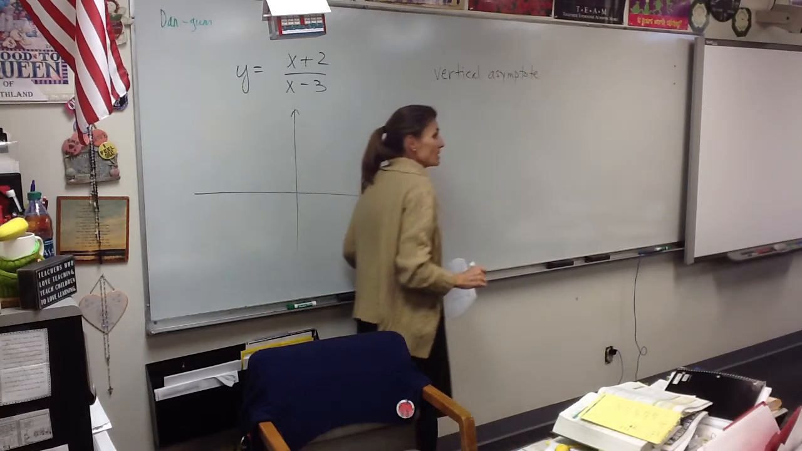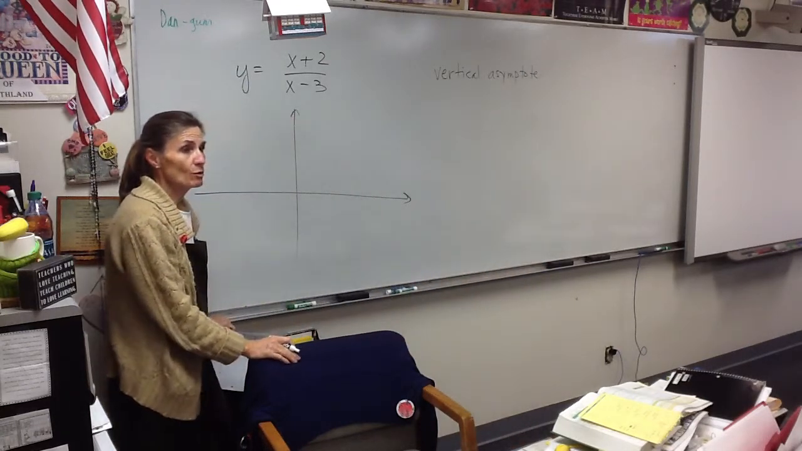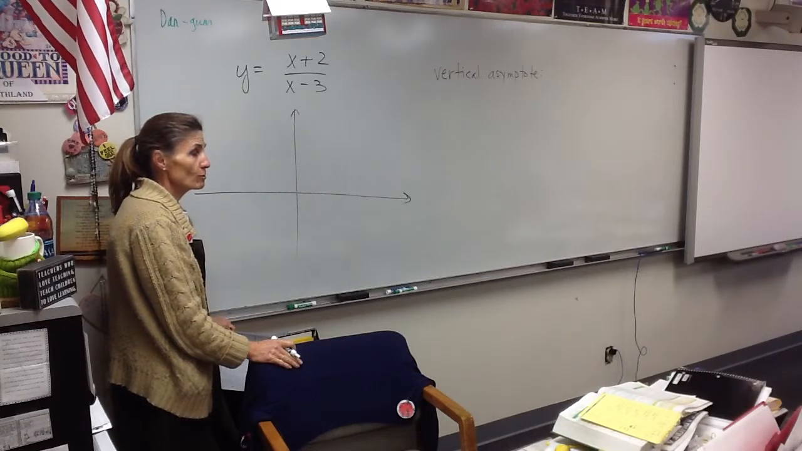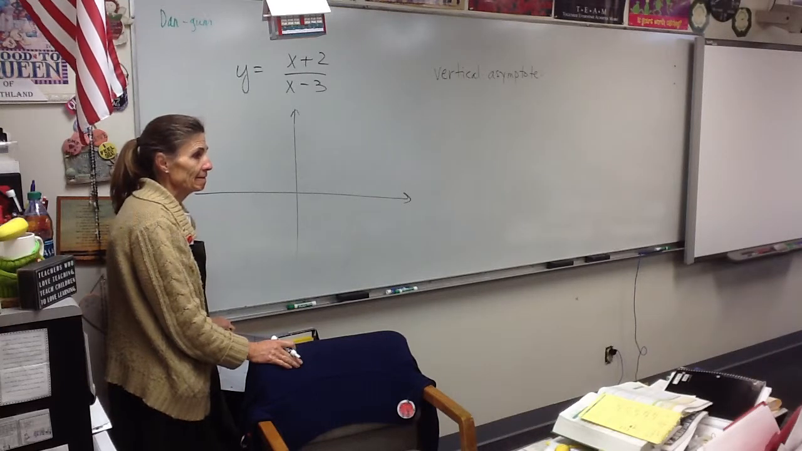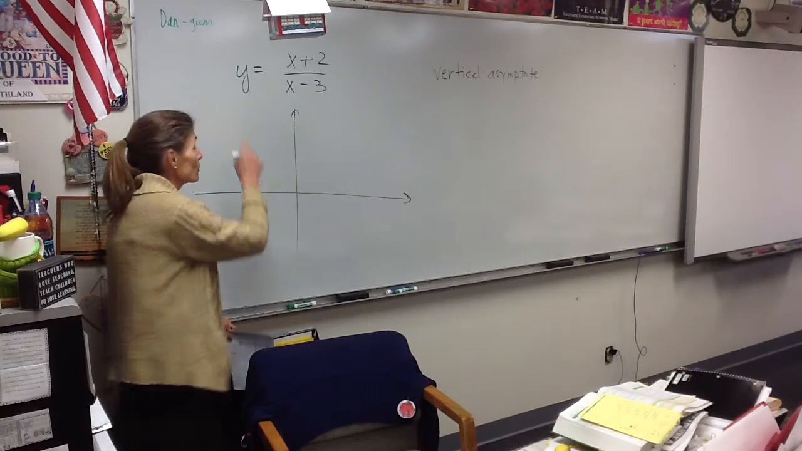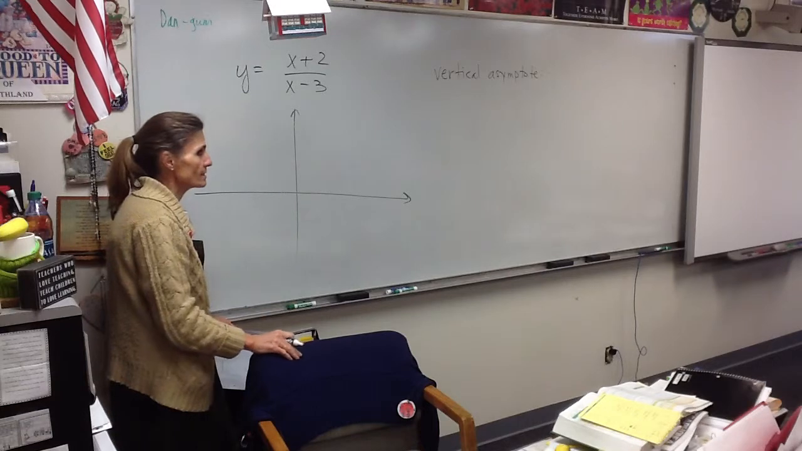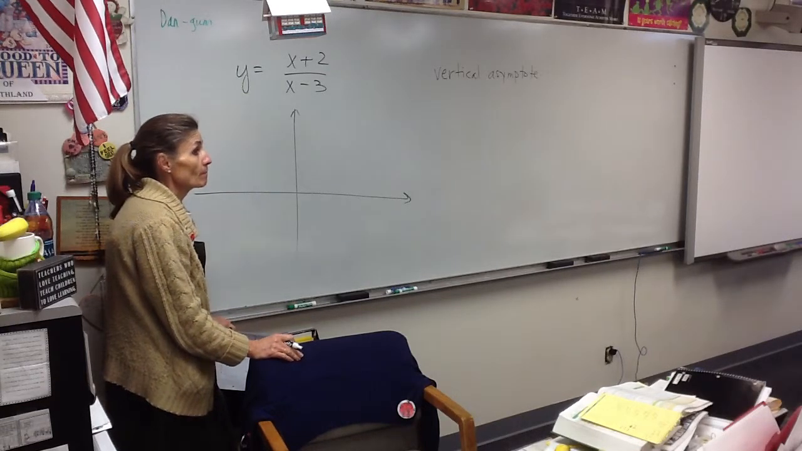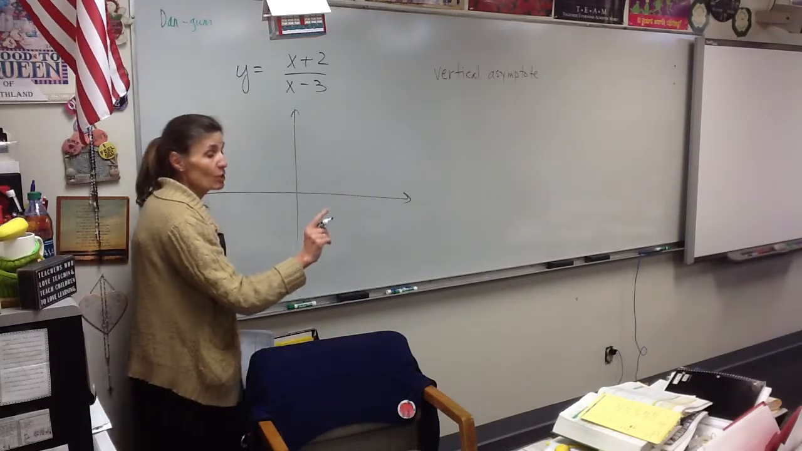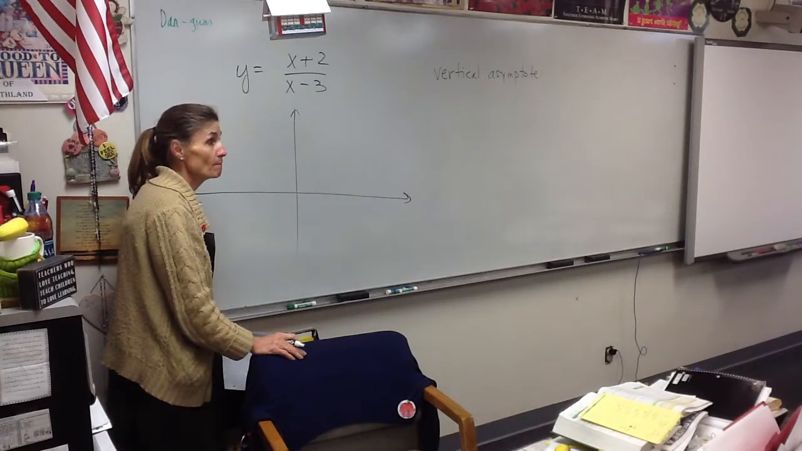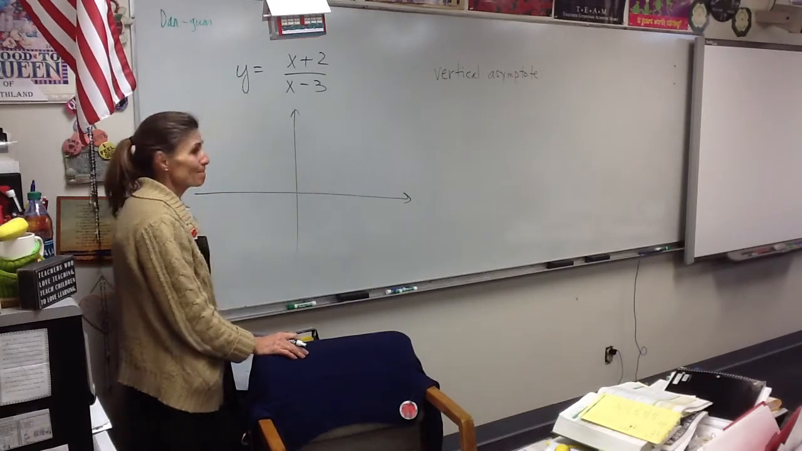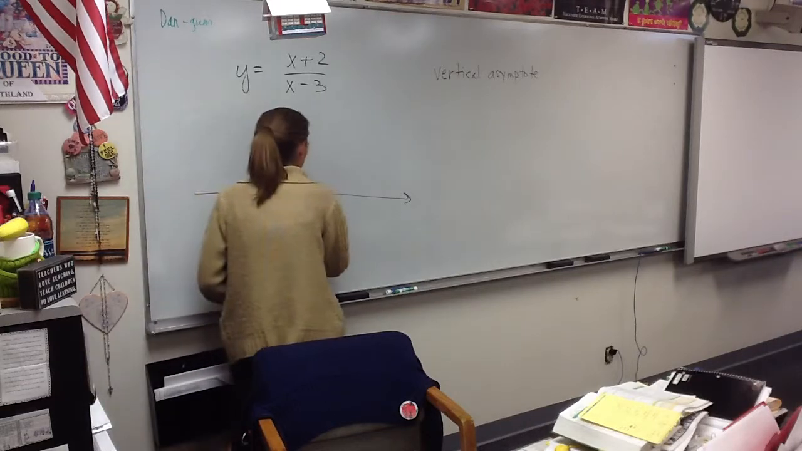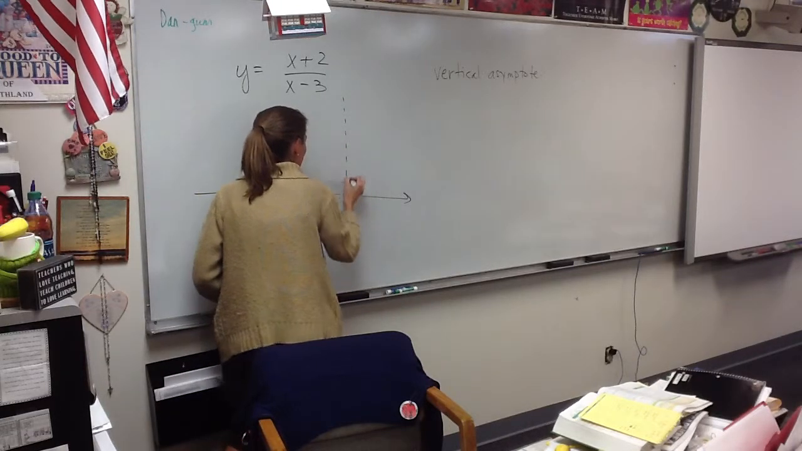Can anybody tell me where the vertical asymptote is going to be? Can you remember from earlier this year? Harry? X equals 1. No. Look at your equation. There's no ones in there. It's x equals something. Oh, that's your horizontal asymptote. Yeah, we're going to get that in a minute. Erica? X equals -2 and positive 3. You have one vertical asymptote, and it's x equals positive 3.